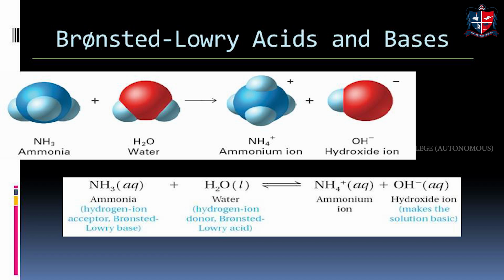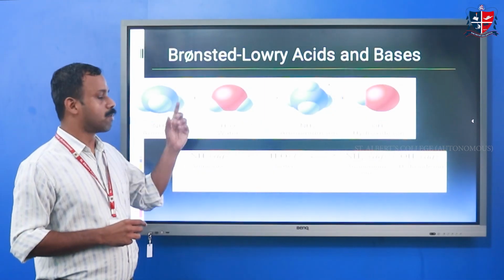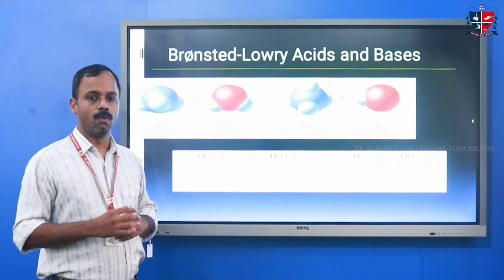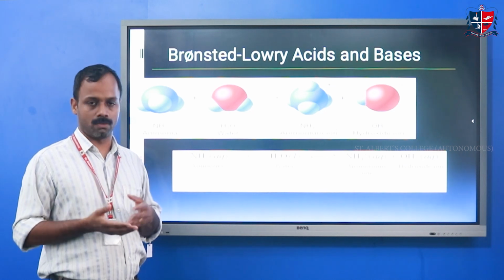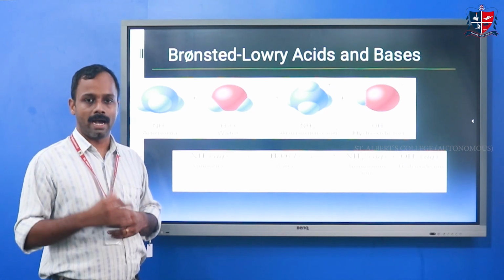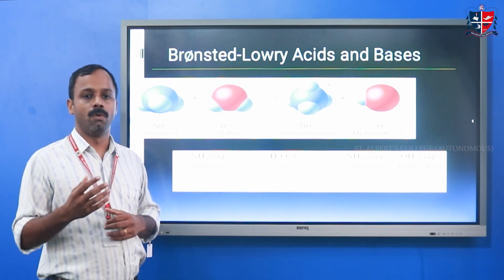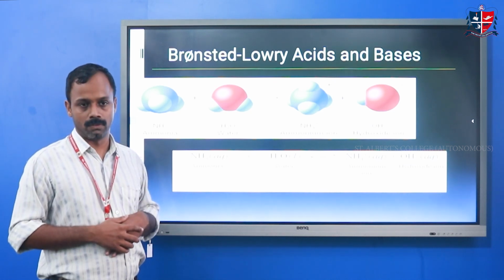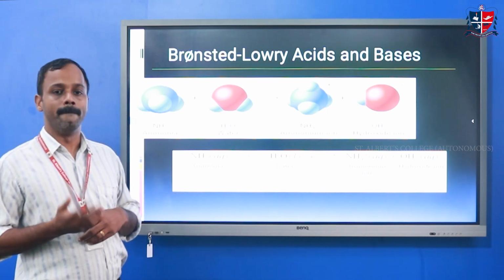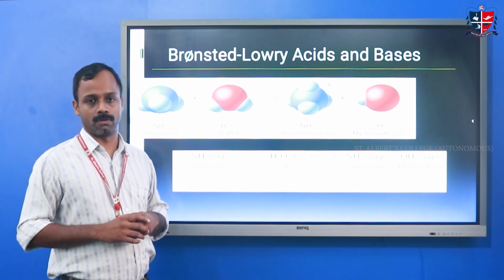Now move on to the Bronsted-Lowry concept. According to the Bronsted-Lowry concept, an acid is a substance which gives a proton. Proton donors are said to be acids. And a base is a substance which can accept a proton. So an acid is a substance which can donate a proton, and a base is a substance which can accept a proton.